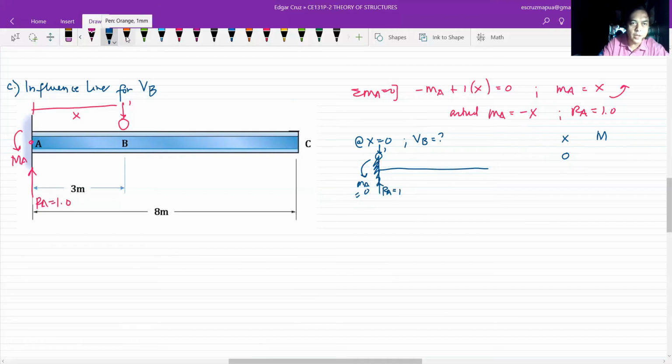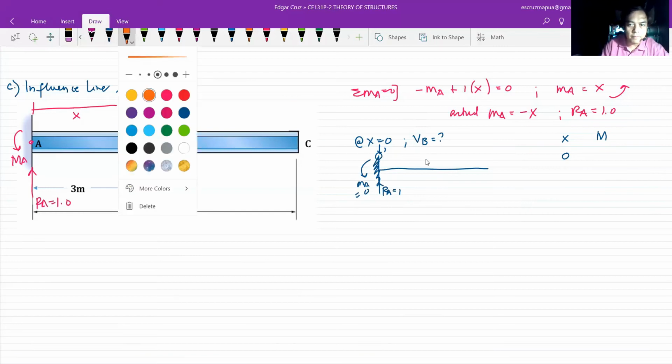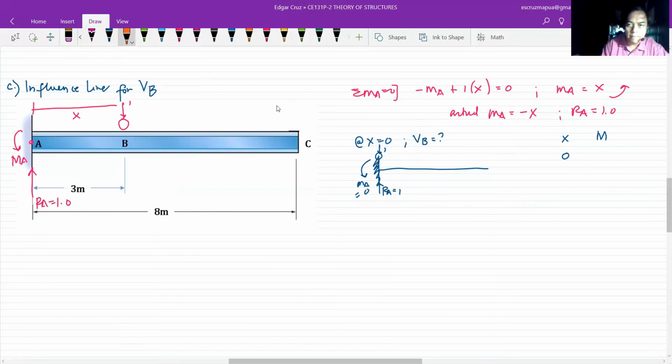Okay, halimbawa putulin ko yung beam dito. Ito yung point B. Point B. So ito yung 3 meters. Pag pinutol ko yung beam dyan, dun lalabas yung shear sa B. Okay, so anong shear sa B? Ano yung shear sa B? So that would be summation of forces vertical equal to 0. Left side, left segment.